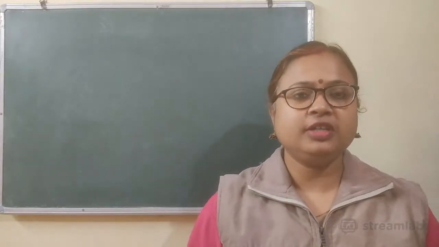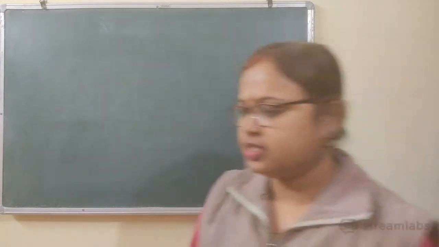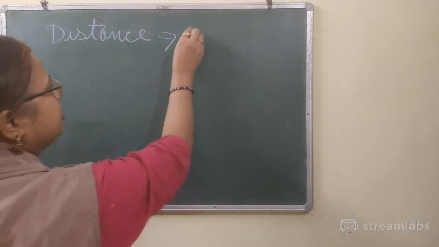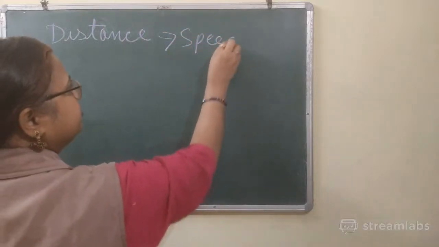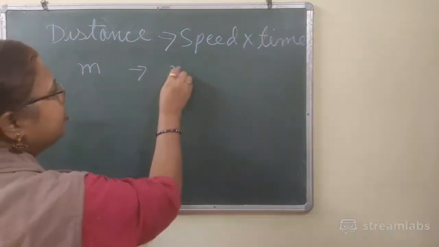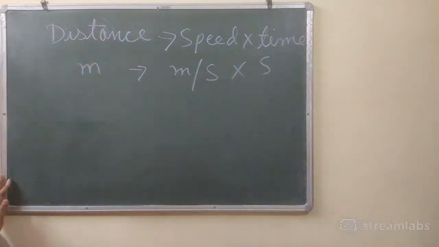Chapter, that is speed, distance and time. Clear? So now then we write the formula: distance equals speed into time. The unit of distance will be meter, the unit of speed will be meter per second, and the time will be second.